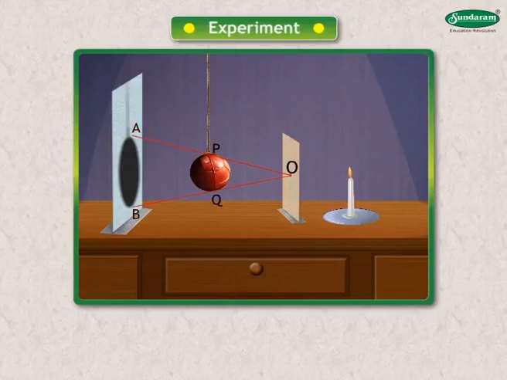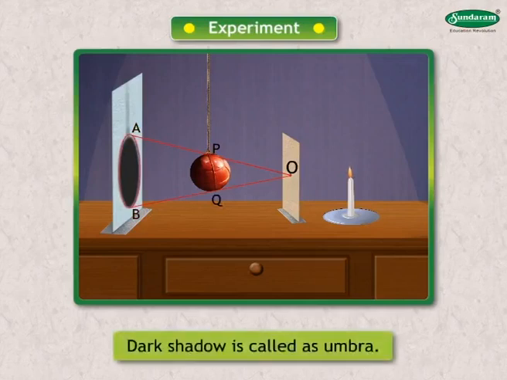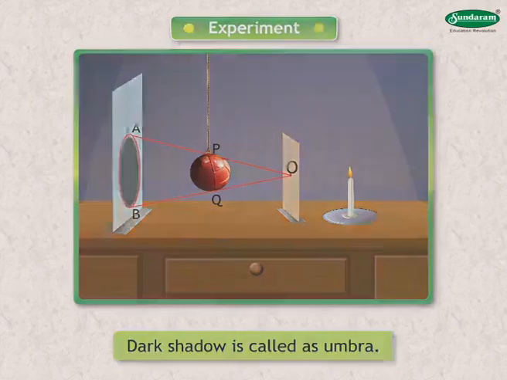However, no rays reach the part of the screen between A and B. Hence, this part remains dark. This is the dark shadow called the umbra.